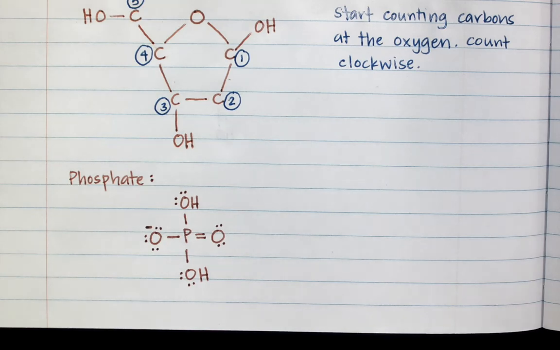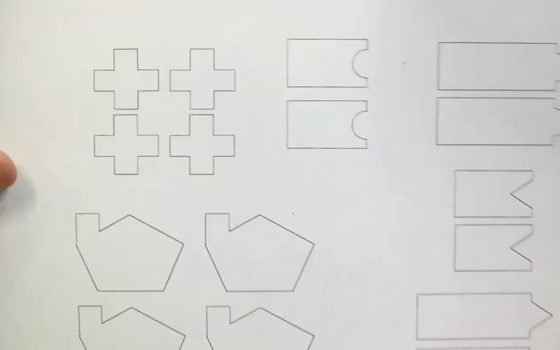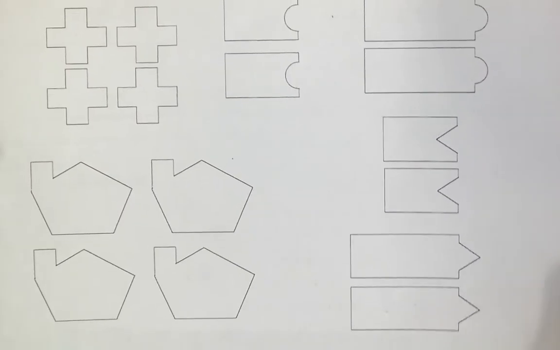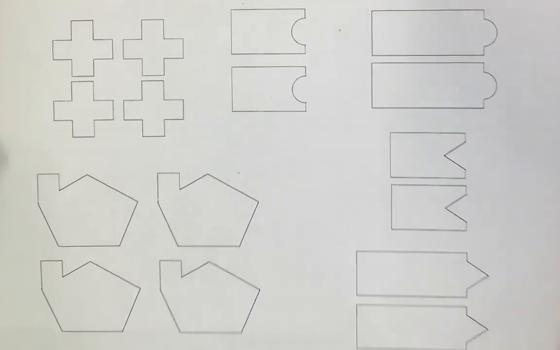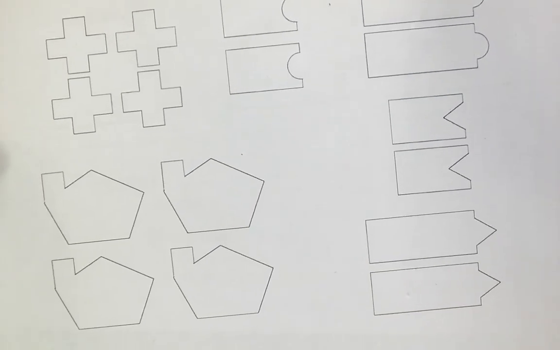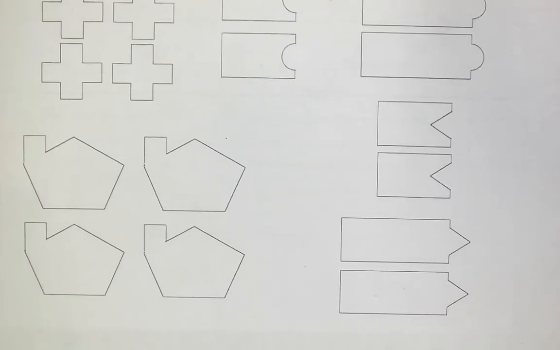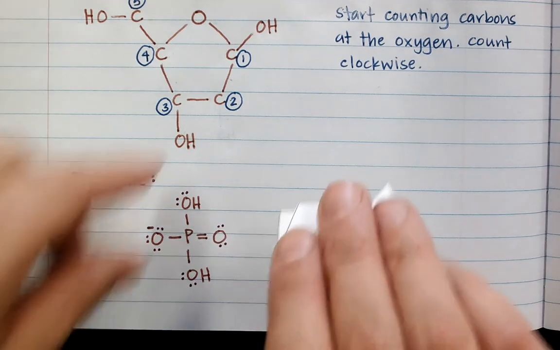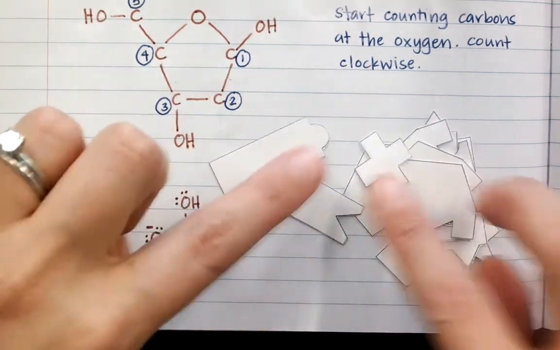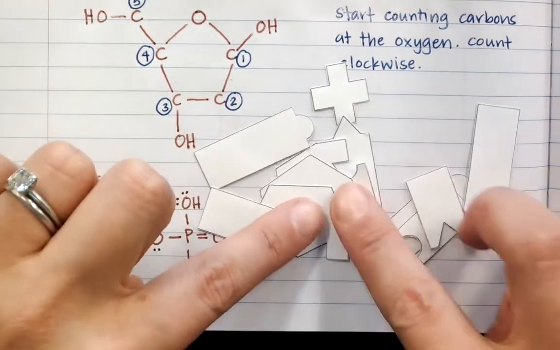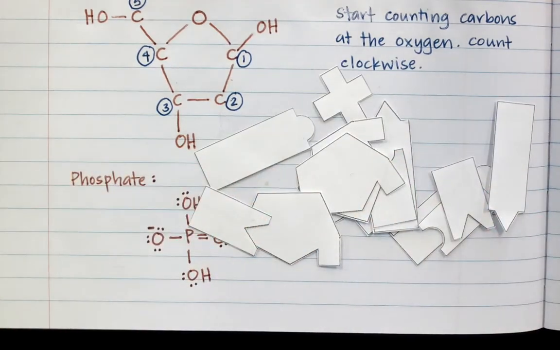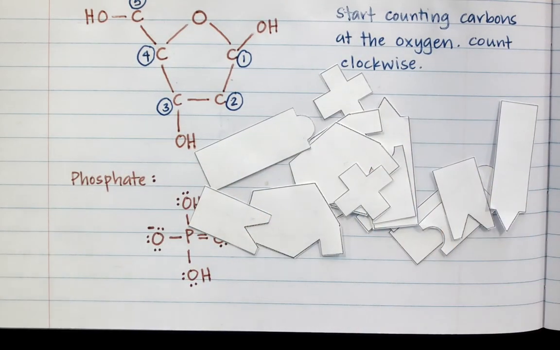Okay, we're going to pause there, but before we pause, I'm going to give you some instruction. You have a sheet that looks like this in front of you. What I need you to do is cut out each of those pieces very nicely along the lines. So once they're all cut out, you should have a bunch of individual pieces that look like this. So go ahead and cut out all of those pieces and then start the next video.